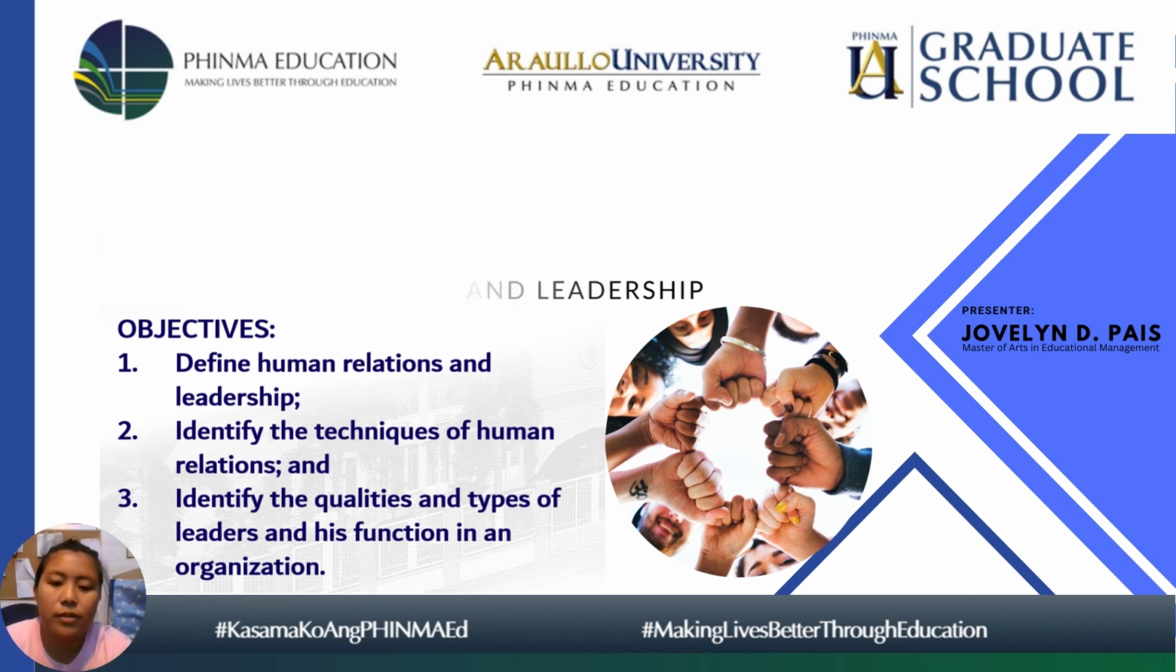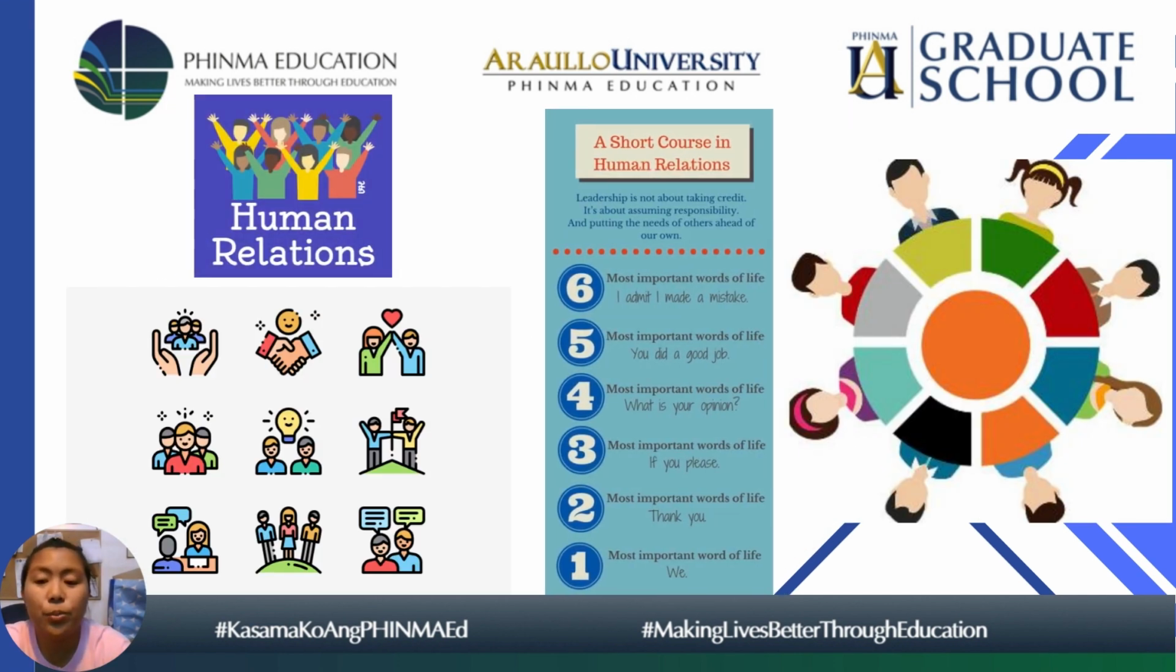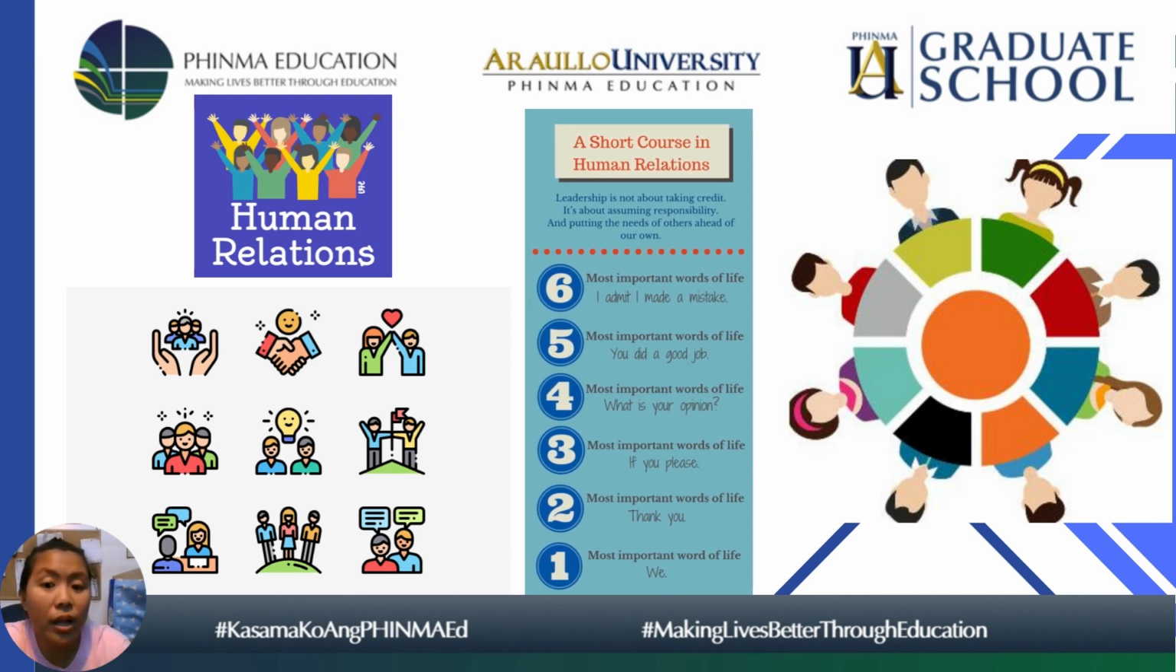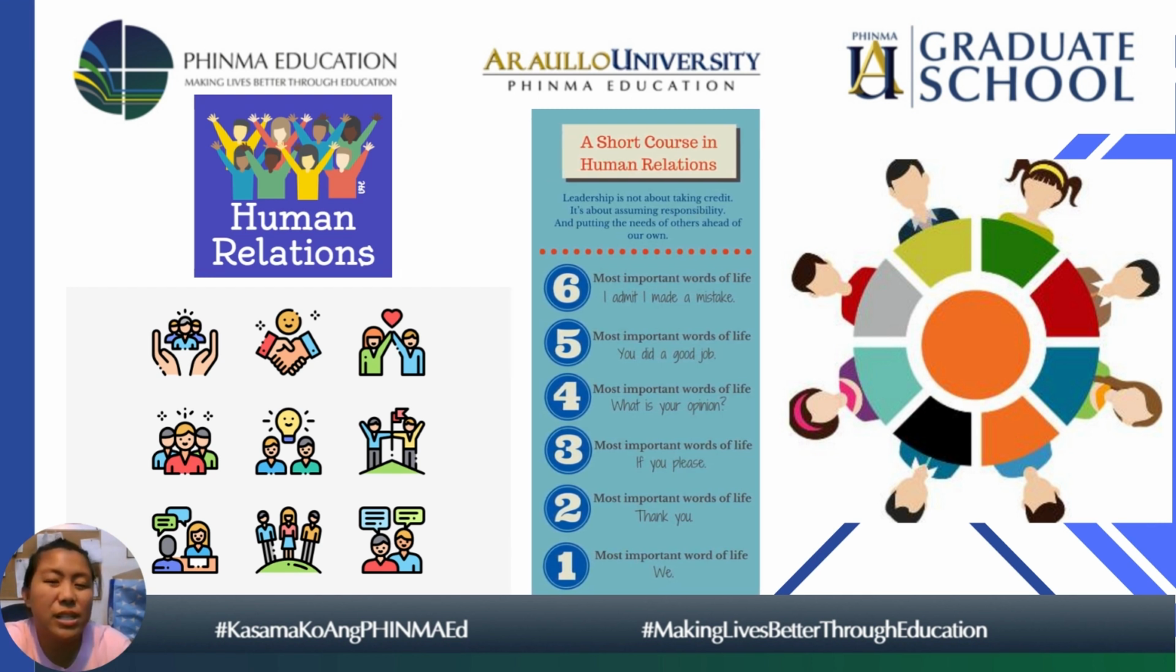So to start off, let's define human relations. Good human relations is getting along well with other people. So the basis of good human relations is good character. So one should possess important divine values as well as socially accepted human values to enable him to live well with others. There has to be a very good coordination on how we deal with other people. That is human relations.